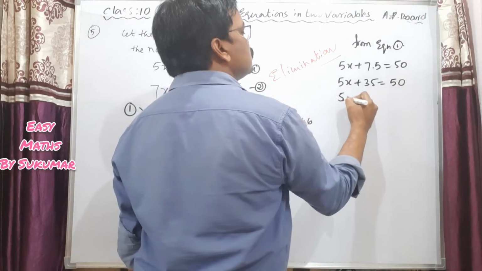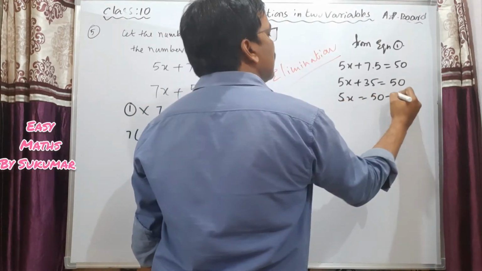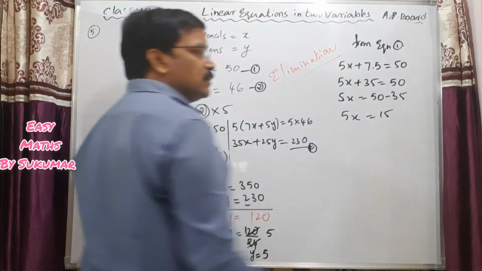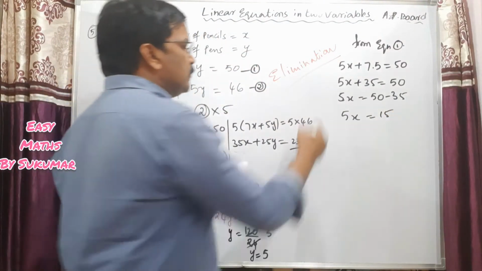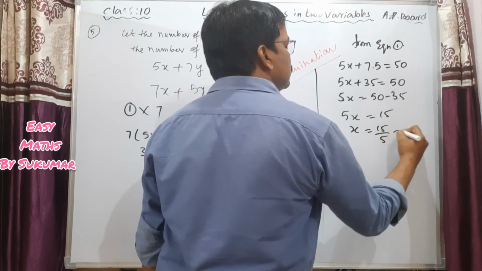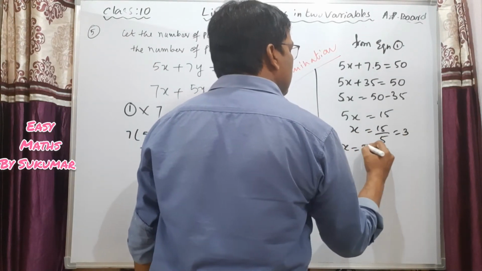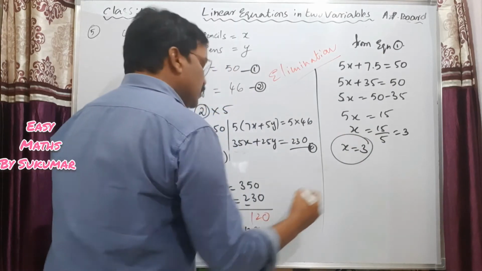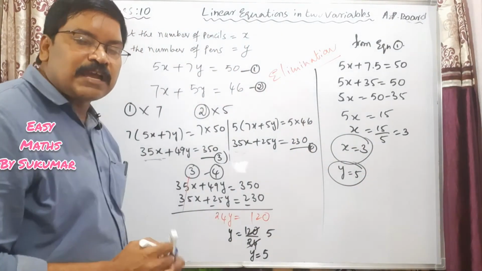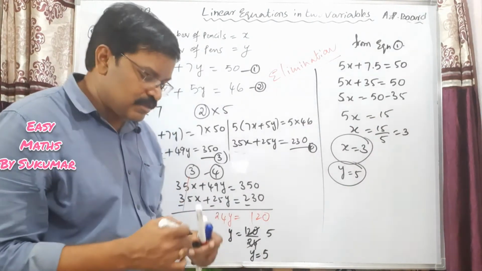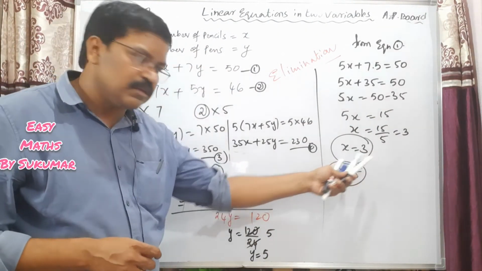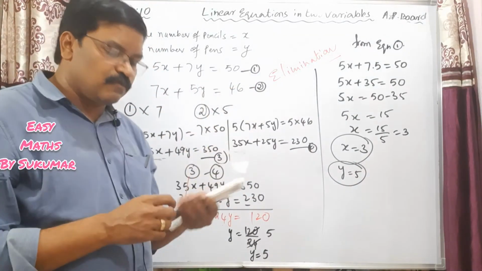So 5x is equals to 50 minus 35. So 5x is equals to 15. 50 minus 35 is 15. Okay. So x is equals to 15 by 5. This is equals to 3. So the value of x is 3 and the value of y is equals to 5. Actually, what is x and what is y? x means the number of pencils is equals to 3 and y means the number of pens.